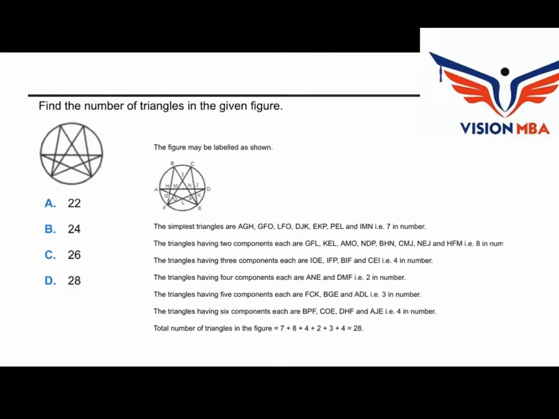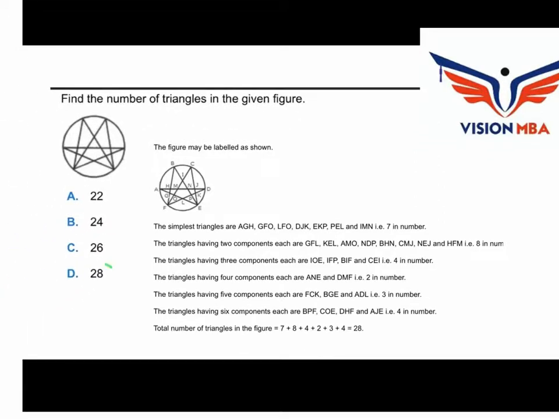The number of triangles in this circle is 28, guys. Look at this here. And why is it so? The simplest triangles are AGH, GFO, LFO, DJK, EKP, PEL, NIM; these are 7 in number. So this is the diagram. I'm giving it to you.